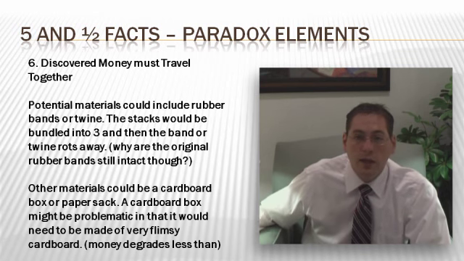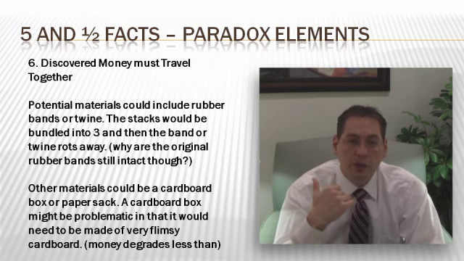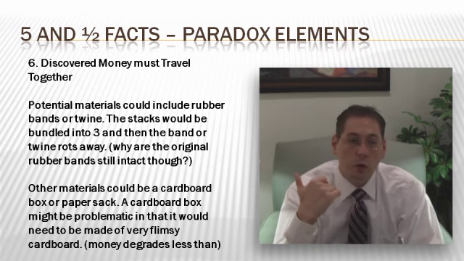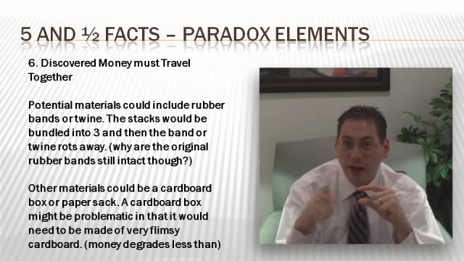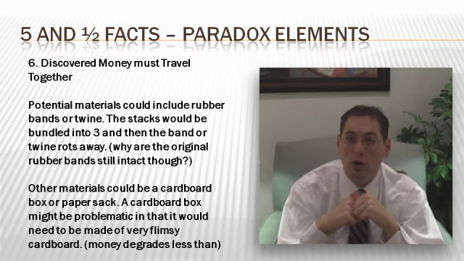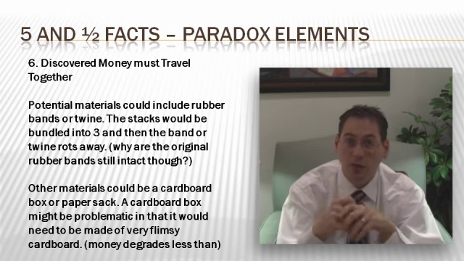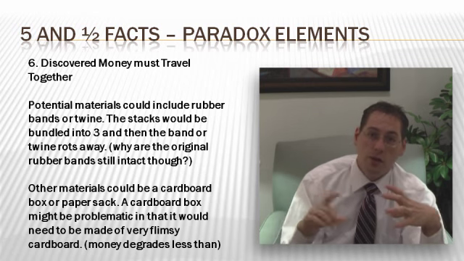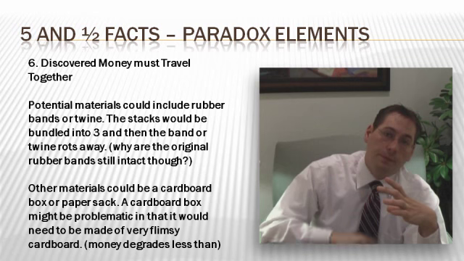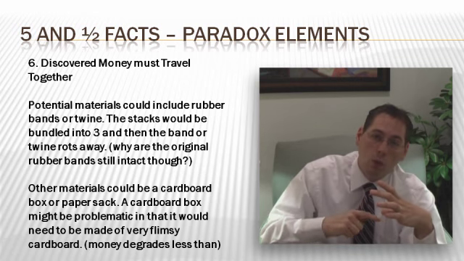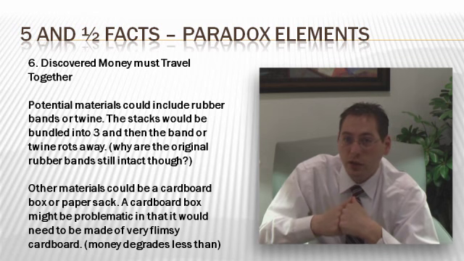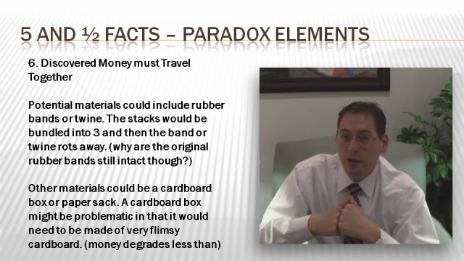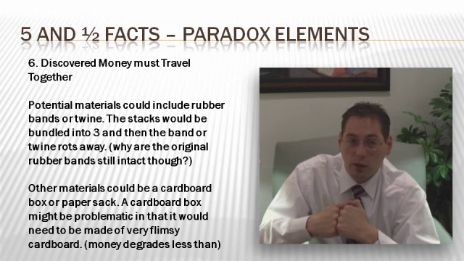And I speculate here on this slide, potential materials could include a rubber band or twine. The question there is, the rubber bands on the original stacks were still on the money. They crumbled to the touch. A larger rubber band surrounding all 3 bundles was not there, and twine would actually last longer than the rubber bands or the money, frankly. So that doesn't really make sense.